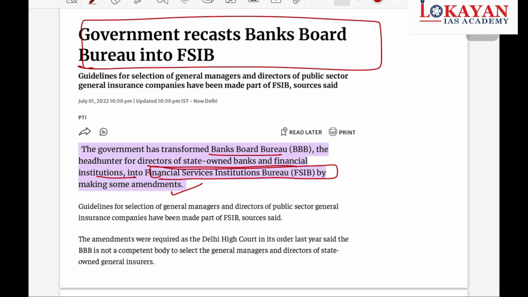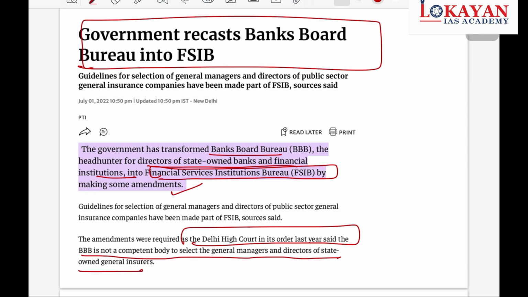Why? Because amendments were required. The Delhi High Court in its order last year said BBB is not a competent body to select general managers and directors of state-owned general insurers. So remember this: it has been recast as FSIB.